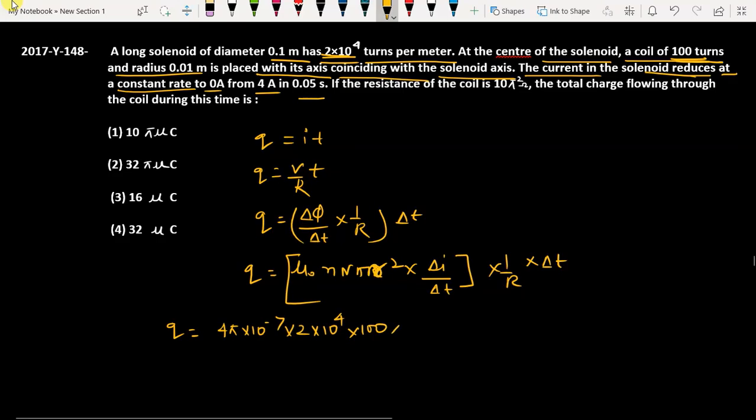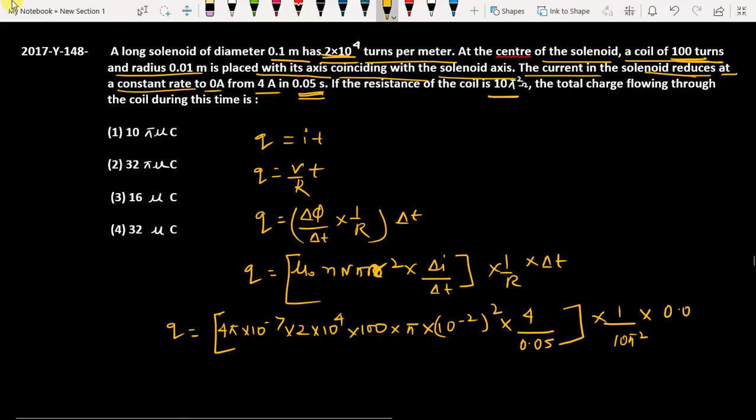Now this is π into radius, which is given to us, 10^-2 squared. Okay, and the current is 4 and time is given to us, 0.05 second. So 0.05 into 1 by R. Now what is R? R is 10π² into time, which is 0.05.